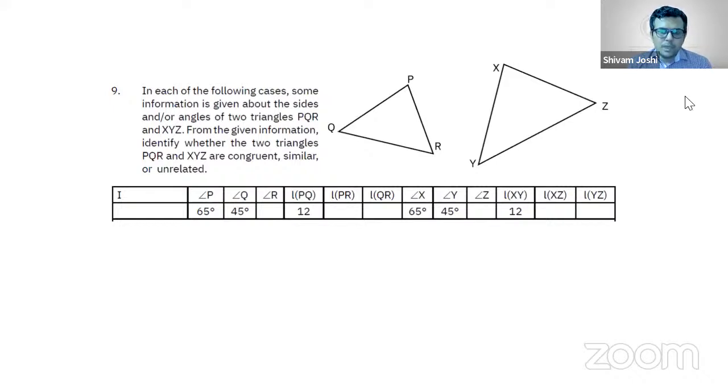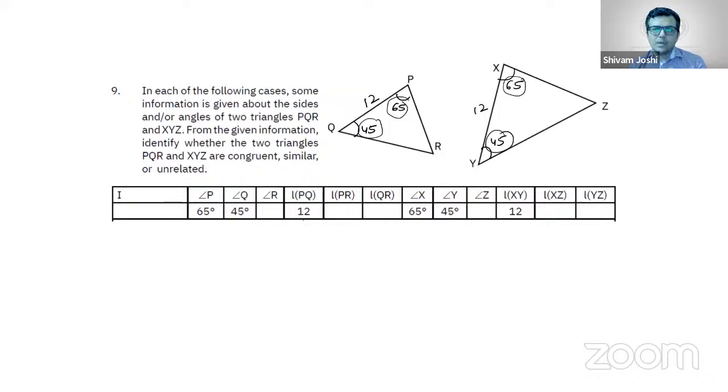Next one, P is 65, Q is 45, PQ is 12, and over here we have X equal to 65, Y equal to 45, XY is 12. Now, this is where we have two of the angles equal. Look at this, 65, 65, right? 45, 45. So we can obviously conclude that the third pair of angles will also be equal.